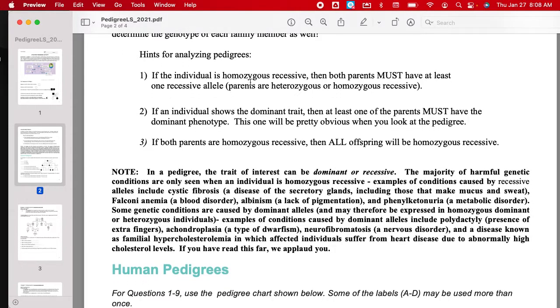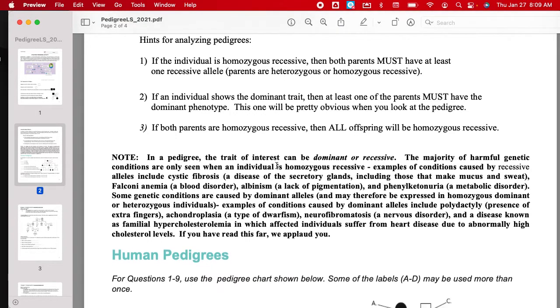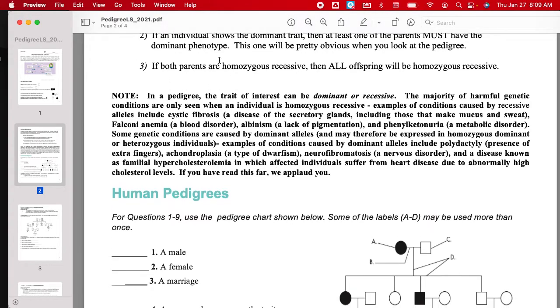If the individual is homozygous recessive, okay? Homozygous means the letters are the same size, and the keyword recessive means that they are both lowercase. Then both parents must have at least 1 recessive allele. Parents are heterozygous or homozygous recessive. If an individual shows the dominant trait, then at least one of the parents must have the dominant phenotype. This one will be pretty obvious when you look at the pedigree. If both parents are homozygous recessive, then all offspring will be homozygous recessive.